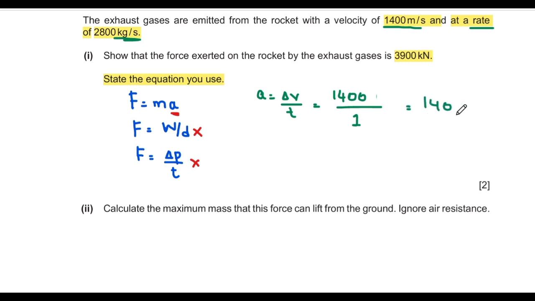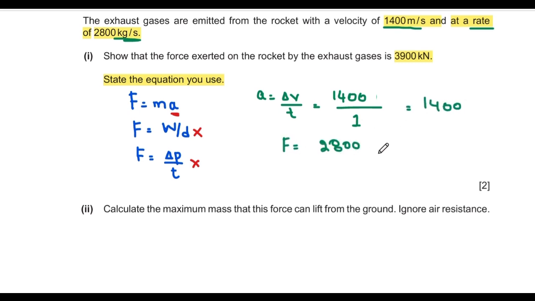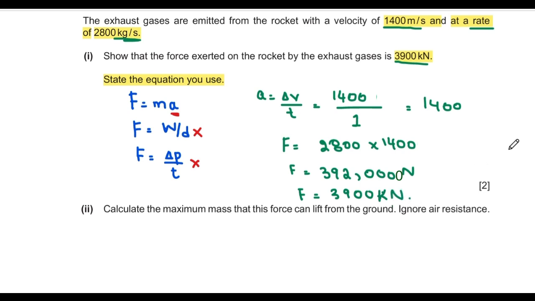So the acceleration is 1400. Now to get the force, I'll multiply the mass of the gas, which is 2800, with the acceleration, which is 1400, and the force is 3,920,000 Newton. To two significant figures it would be 3900 kilonewton.